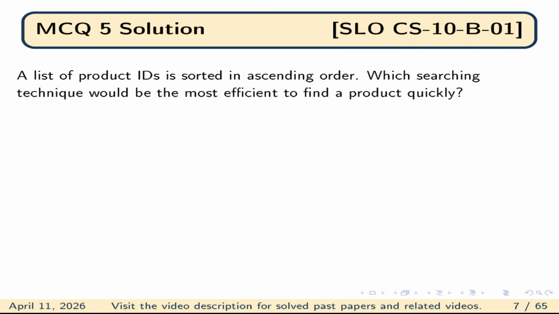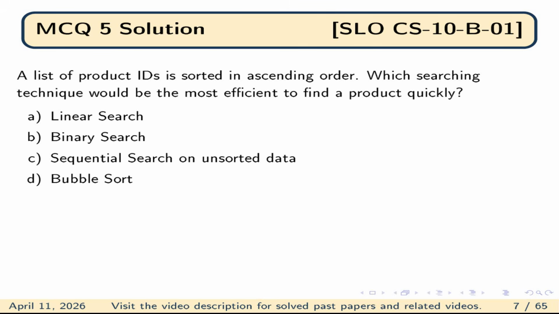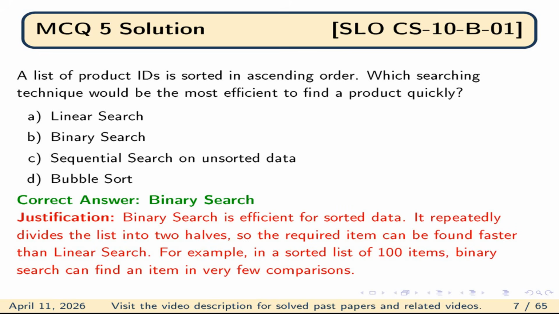Question number 5. A list of product IDs is stored in ascending order. Which searching technique would be the most efficient to find a product quickly? अब देखिए यहाँ पे वो already sorted order में है. Then linear search, binary search, sequential search on unsorted data, or bubble sort. The correct option is binary search. Why binary search? Because the list of product IDs is already in sorted order. Let's see the justification. Binary search is efficient for sorted data.